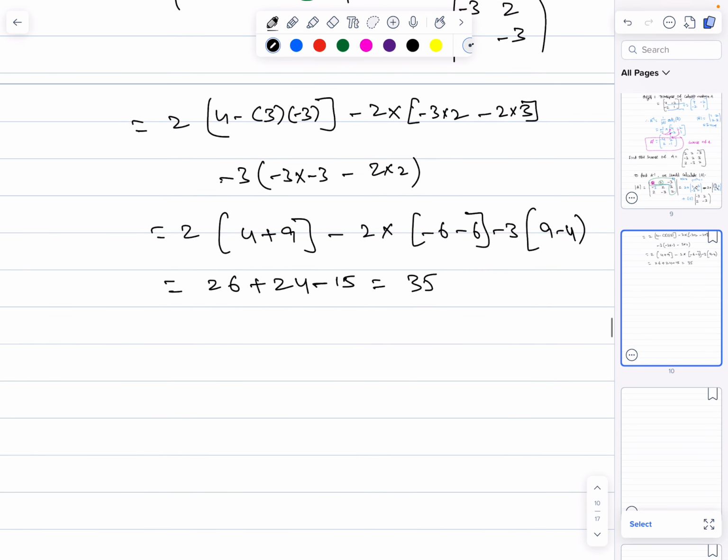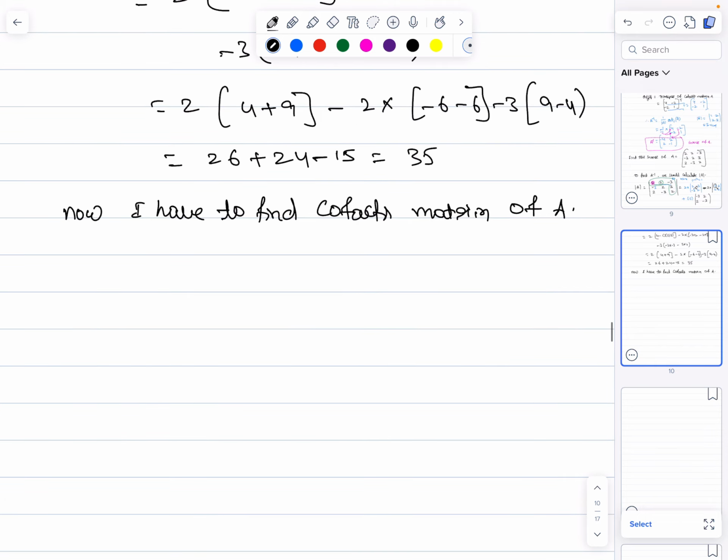Now, I have to find the cofactor matrix of A. I hope you understand how to find the cofactor matrix of A. We have seen that C11 is equal to minus 1 whole power 1 plus 1 into determinant of the rest of the elements by ignoring the first row first column, and then C21 is equal to minus 1 whole power second row first column by ignoring those elements and then taking the rest of the elements in the determinant and so on.